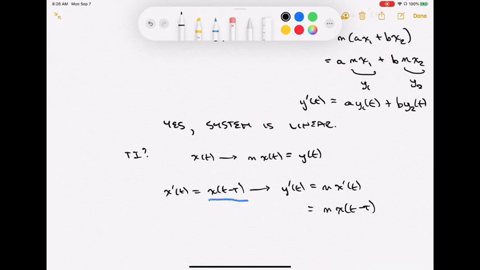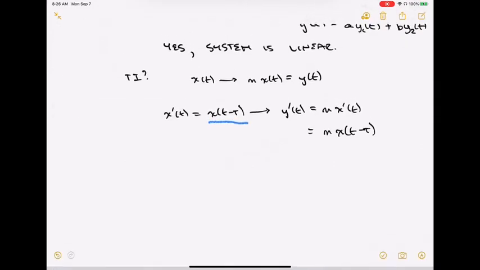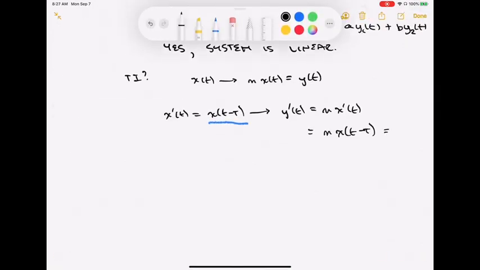We hadn't quite finished that out. This whole thing was equal to, what is m times x of anything? Well, that's just my y, but it was shown as being delayed, so this is y of t minus capital T. A delay in my input generates a corresponding delay in my output, so I can say yes, the system is time invariant. So I have a really simple system, an amplifier, and we can demonstrate through some basic logical math proof that it has both the properties of system linearity and system time invariance.